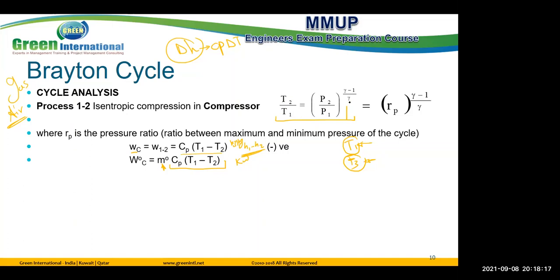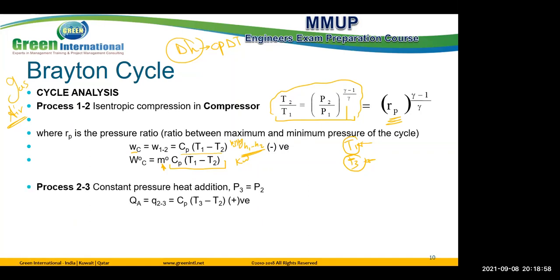T2 over T1 is equal to P2 over P1 to the power of gamma minus 1 over gamma. P2 over P1 is sometimes given directly with the name of pressure ratio, RP. So it is RP to the power of gamma minus 1 over gamma. What is gamma? Gamma for air, for example, is 1.4.